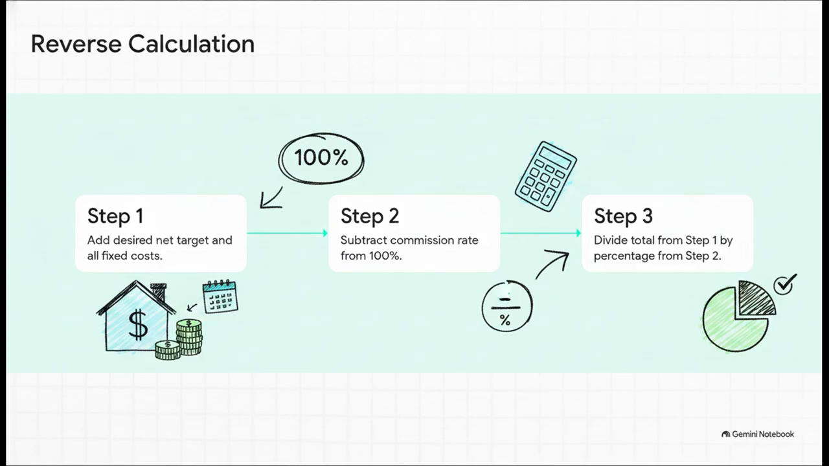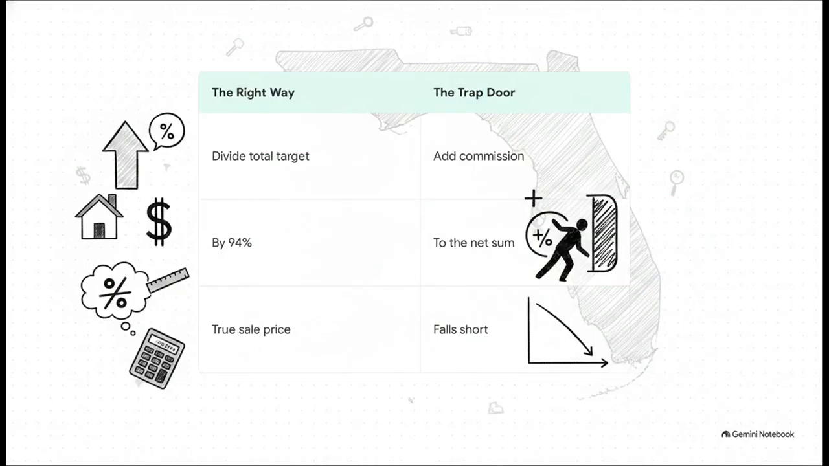Listen to me on this. Division is the absolute key to surviving this setup. And here is exactly why you have to divide, rather than just adding the commission to the target net. Let's say a seller wants to net $200,000, and you just casually add 6% to that. You get $212,000, right? But wait, if you take a 6% commission out of that $212,000, the seller only nets $199,280. They fall short of their goal. If you add instead of dividing, you will land squarely on a trapdoor answer.